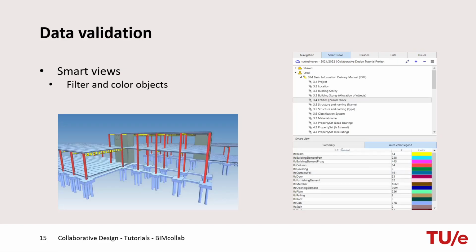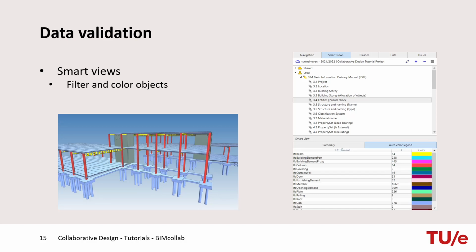The first tool Zoom gives to validate model data are Smart Views. Smart Views allow you to define filters to show and color objects based on their properties. These can be used to quickly gain insight in the quality of the information in your BIM model against requirements. Smart Views can be created on the upper part of the Smart Views tab.